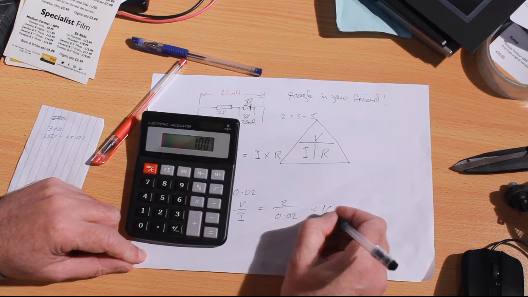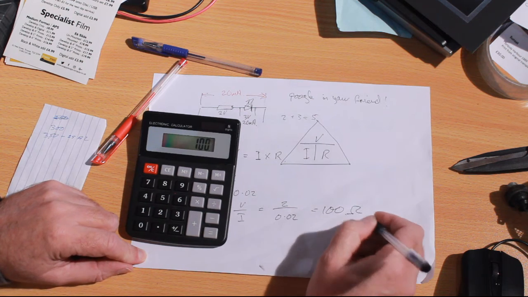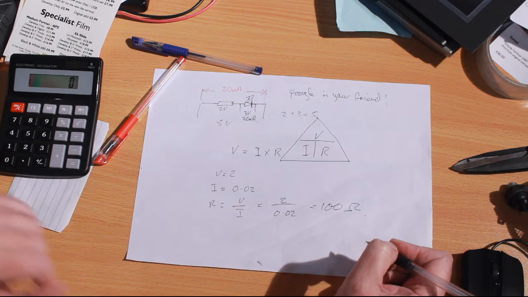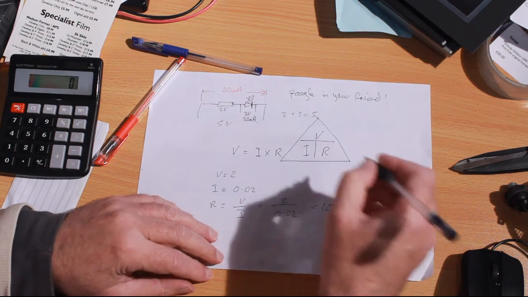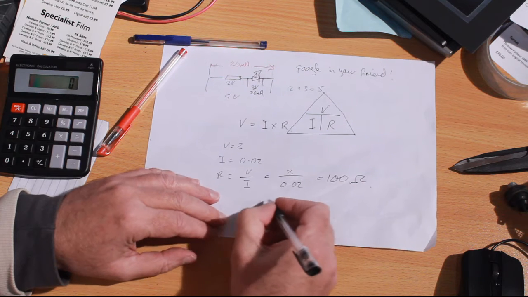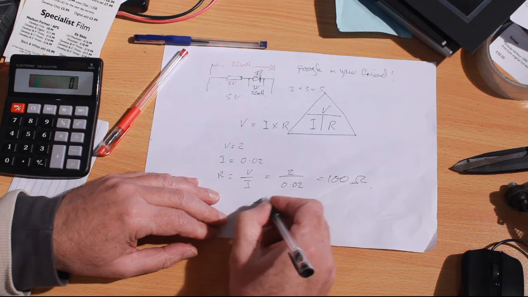Which equals 100 ohm. Simple as that. What happens if we have LEDs in series, more than one? So we'll have, yeah, there's one light.